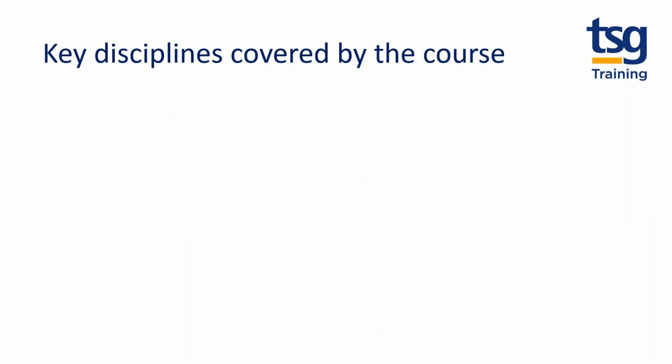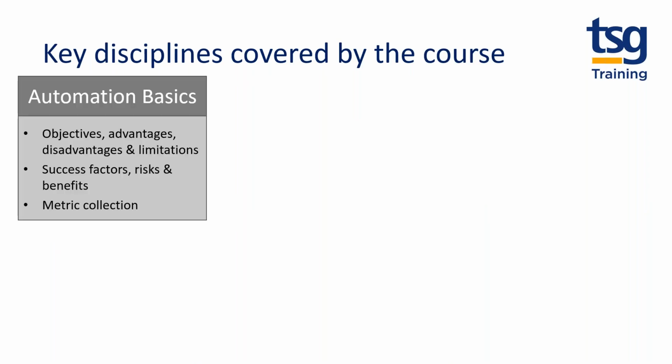Well, there are 4 main areas covered in the course. We've got some basics, and I've run through some of these already: objectives, advantages, disadvantages, and limitations. You've got to be pragmatic. What are the success factors? What might go wrong, but also what are the benefits? And metrics.